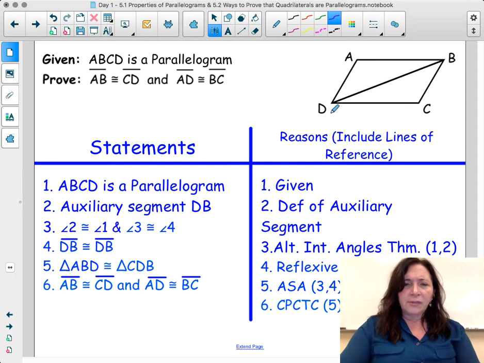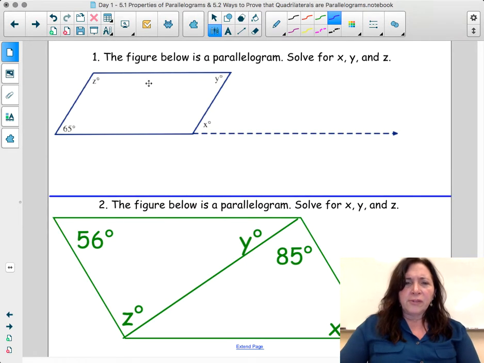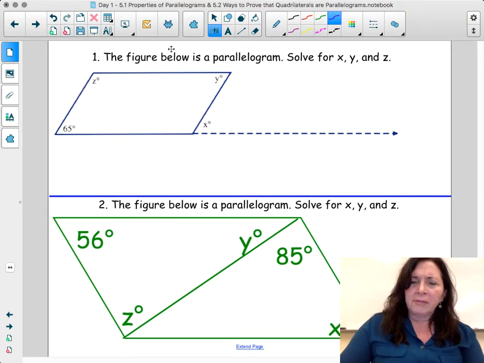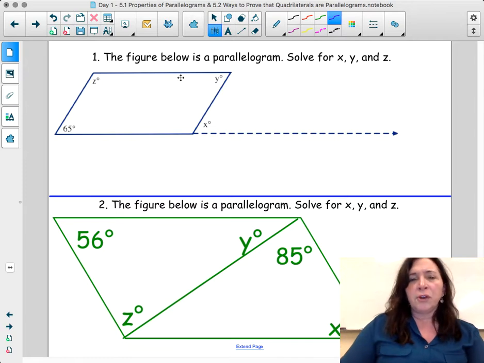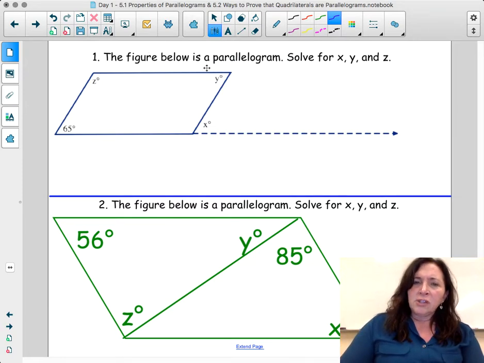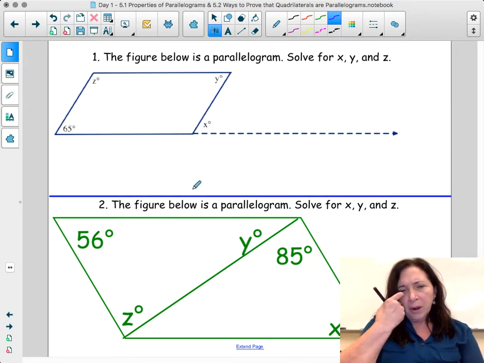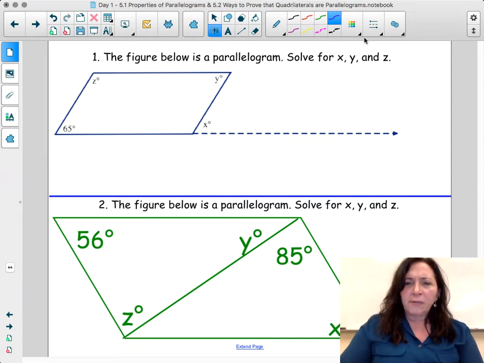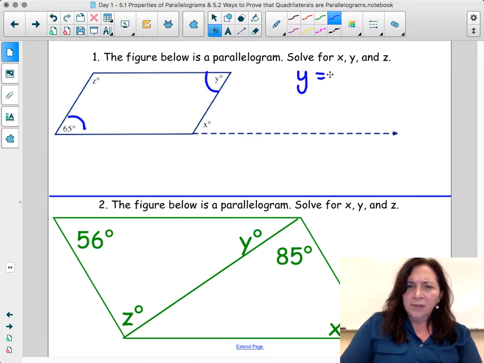So there's the answers. So let's do a practice problem here, given some of the properties that we do know about parallelograms. So given that these two shapes are parallelograms, let's solve for x, y, and z. So what you do know is that opposite angles are congruent. So that means that y is going to equal 65. So let's put that in.